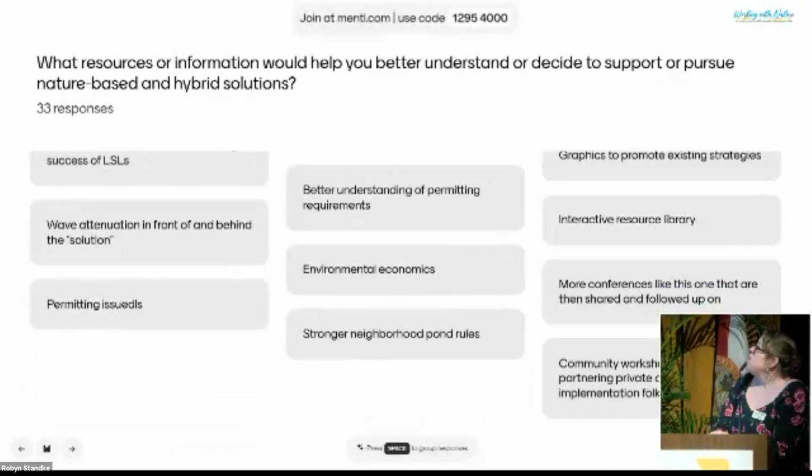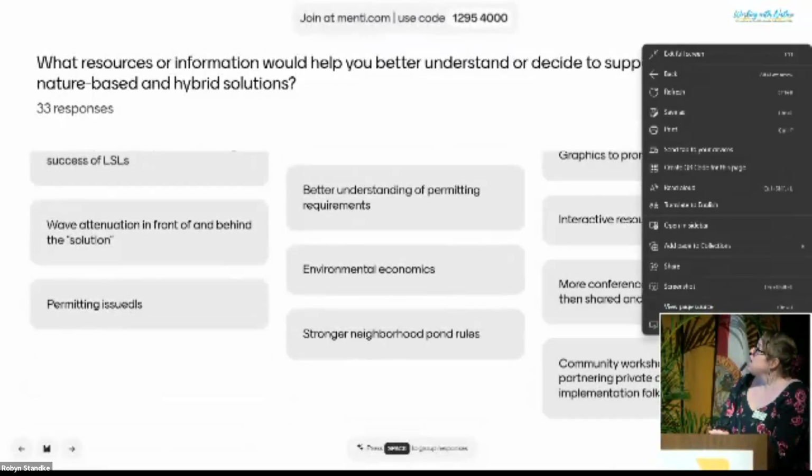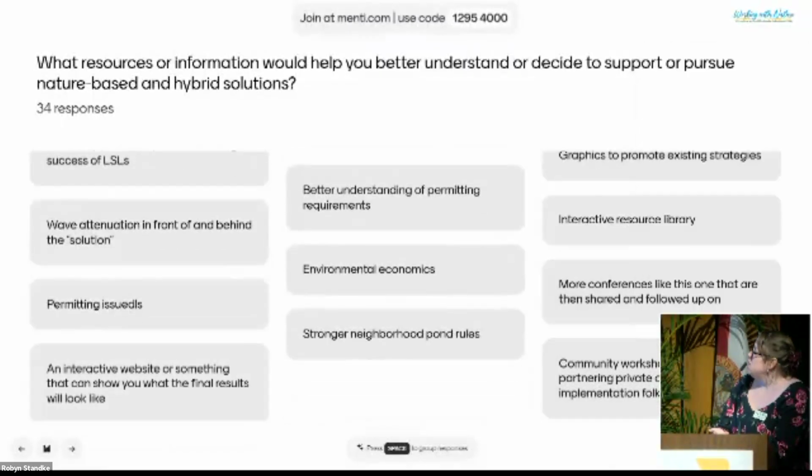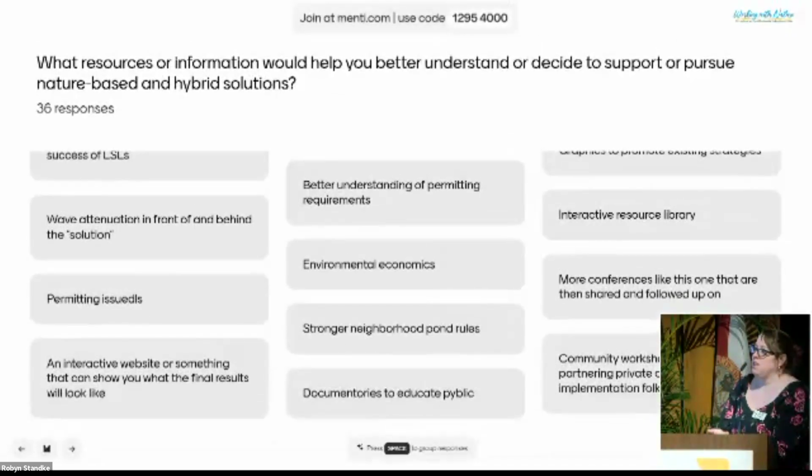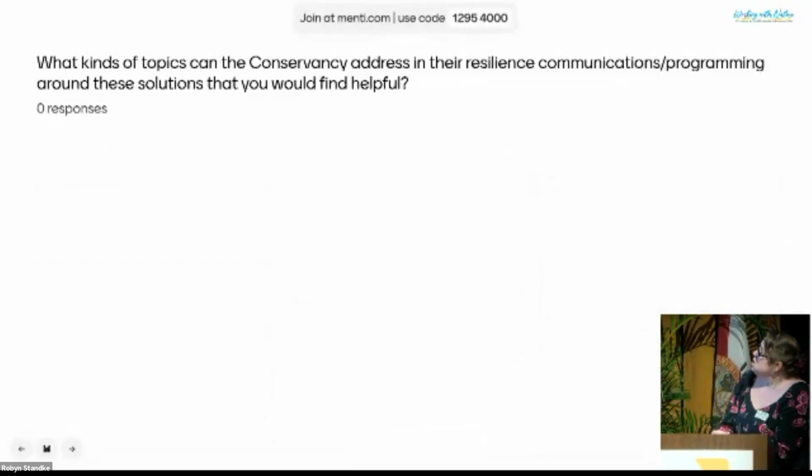Wave attenuation. Okay, so what wave attenuation looks like in front of and behind the solution. An interactive website or something that can show you what the final results will look like. Documentaries. So different ways to communicate effectiveness. So on lots of different fronts, and also understanding what resources there are to do these projects. So I think we're going to move on to our final question.